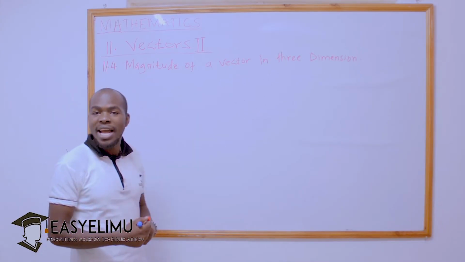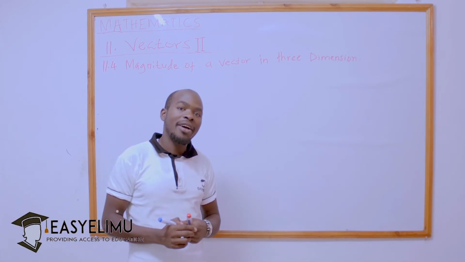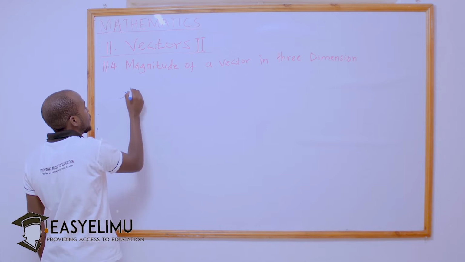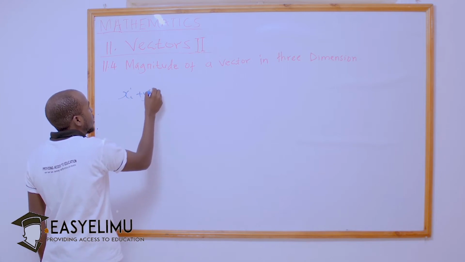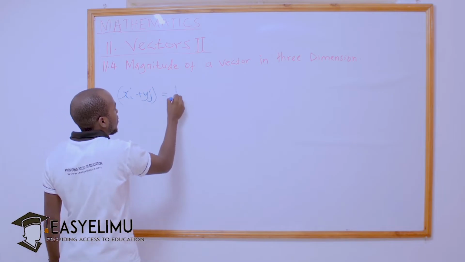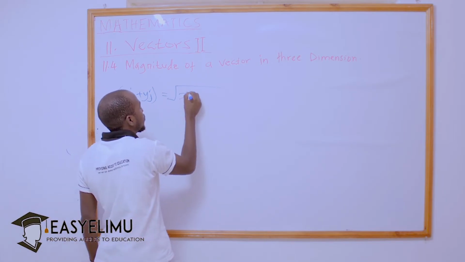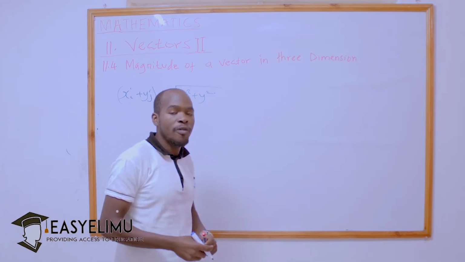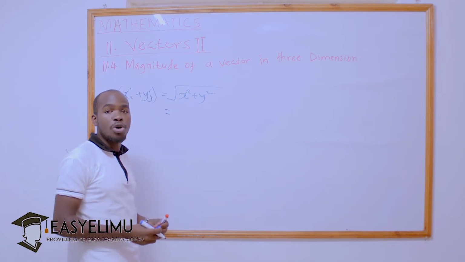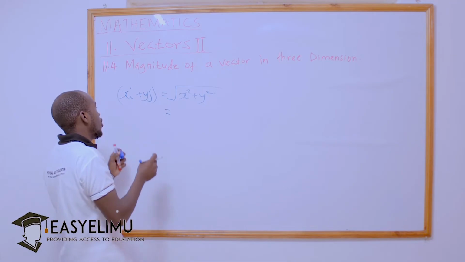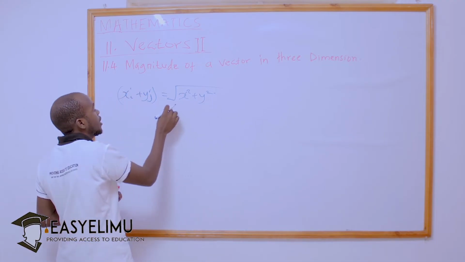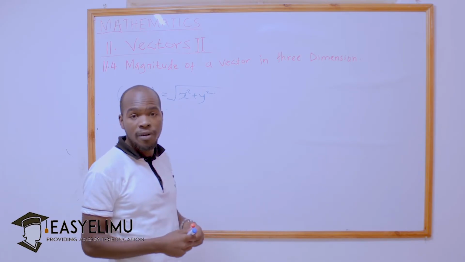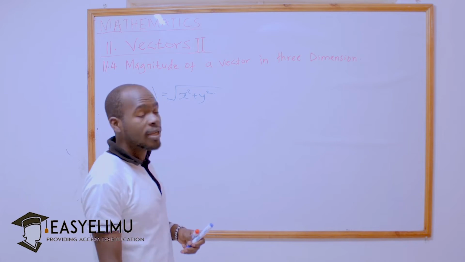Let's see how we can find the magnitude of a vector in 3 dimensions. Remember, in Form 2, we learned how to find it in 2 dimensions: if you have xi plus yj, then the magnitude is found by taking the square root of x squared plus y squared. Finding the magnitude of a given vector is like finding the modulus or the length of that vector. So we are going to consider how to find the magnitude of a vector in 3 dimensions.